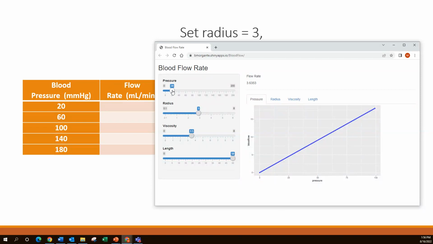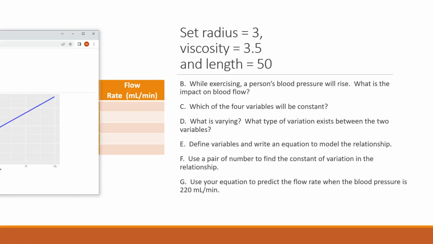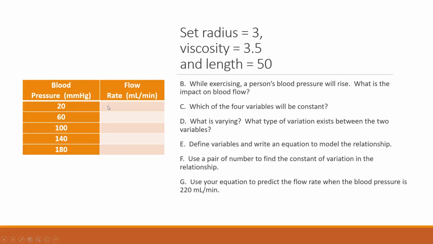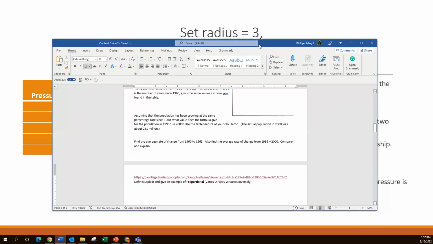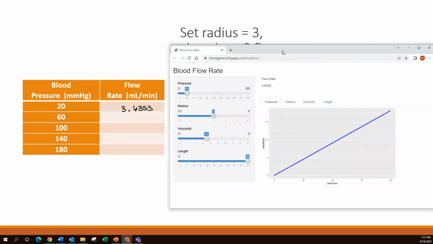When the blood pressure is 20, we see that the flow rate, which is up here at the top of the graph where my cursor is pointing, is 3.6353. So here in our PowerPoint, we're going to write in what that flow rate is. 3.6353. And now we're going to go back to our app.